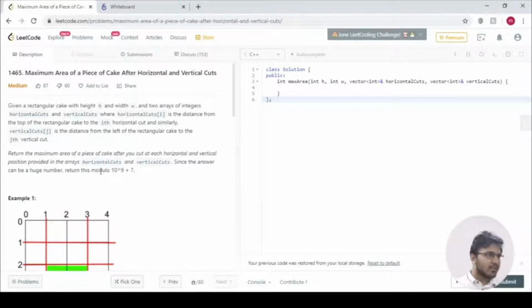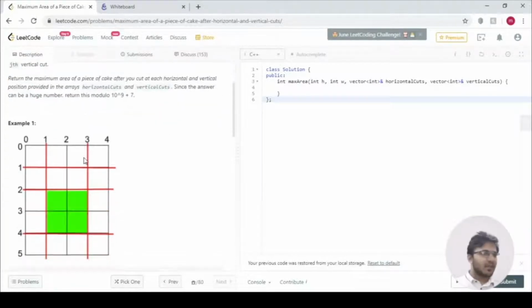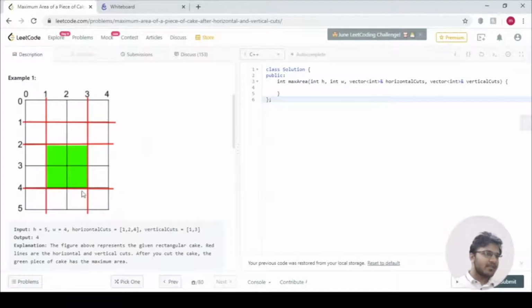Since the answer can be a huge number, return the modulo 10 to the power 9 plus 7. So we'll see the modulo portion in the end. Let's focus on the area portion. So we have to find this maximum area after cutting the cake through horizontal and vertical cuts. So let's jump right into the problem.